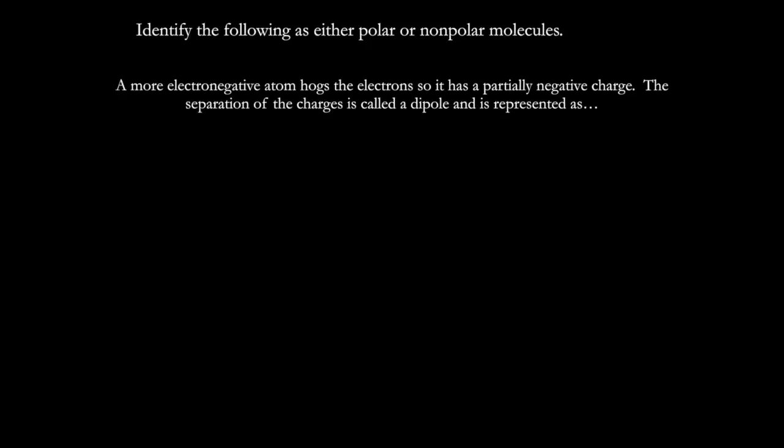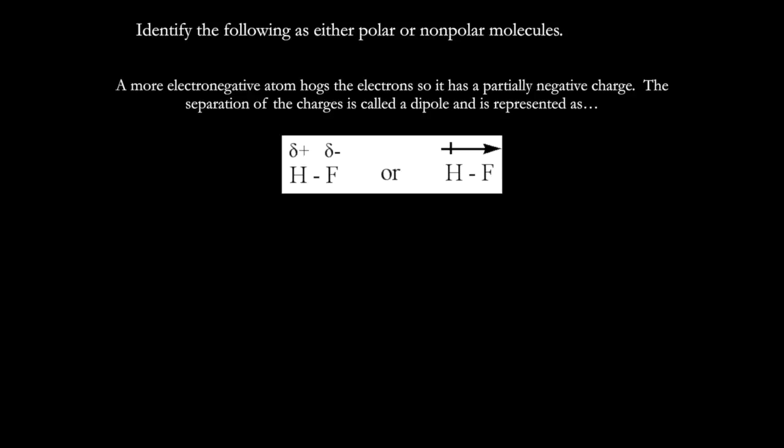And so there's going to be a separation of charges, a partial positive and a partial negative. And that separation of charges is called the dipole, and we represent it as an arrow. So as you can see here, fluorine is more electronegative than hydrogen is. So fluorine has a partial negative charge while hydrogen has a partial positive charge. So we represent that dipole with an arrow, as you can see on the right-hand side.